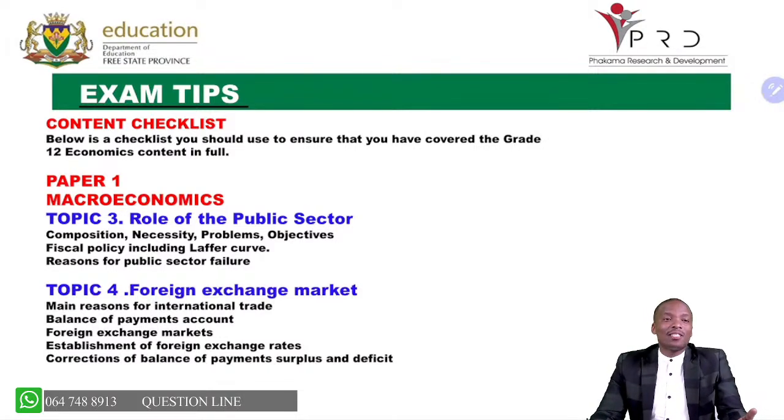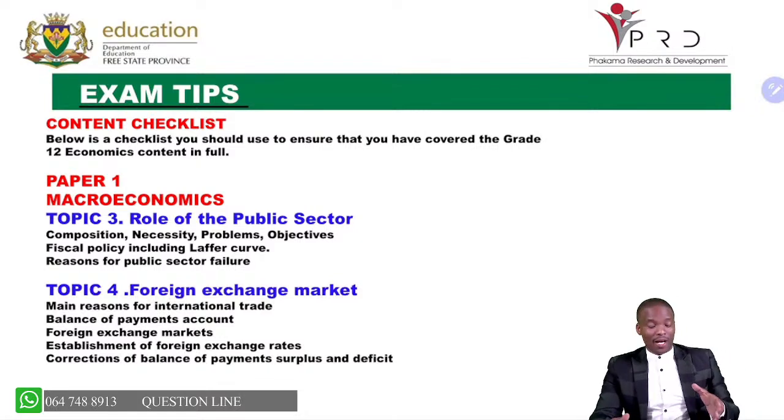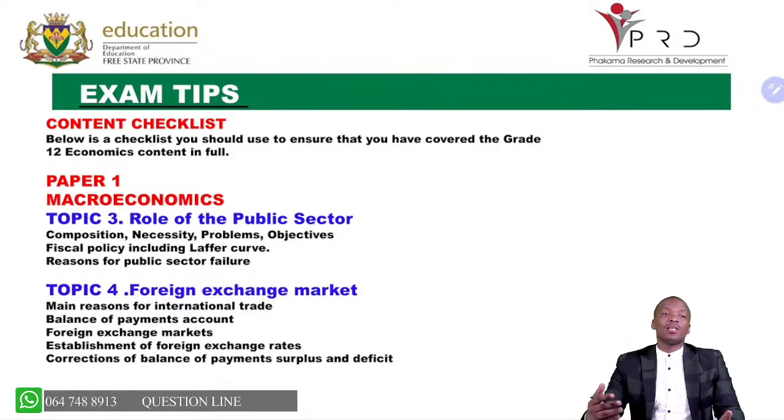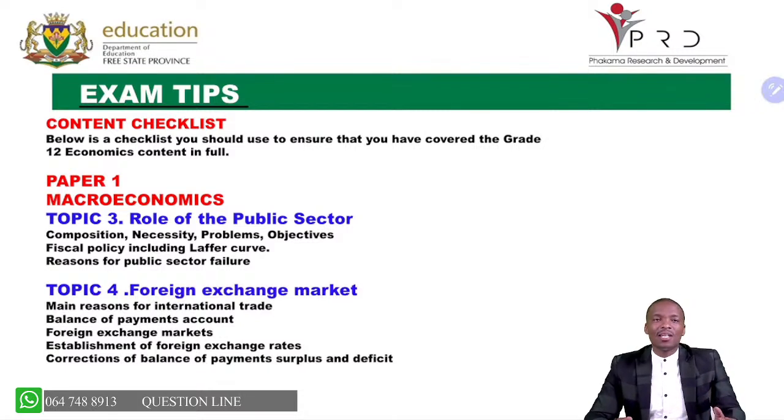How do we then correct the balance of payment surpluses or balance of payment deficit? And in South Africa, most of the time we realize that our balance of payment is always in deficit because imports are higher than exports. So there are certain measures that the Reserve Bank as well as the government apply in order to correct this disequilibrium in the balance of payment.